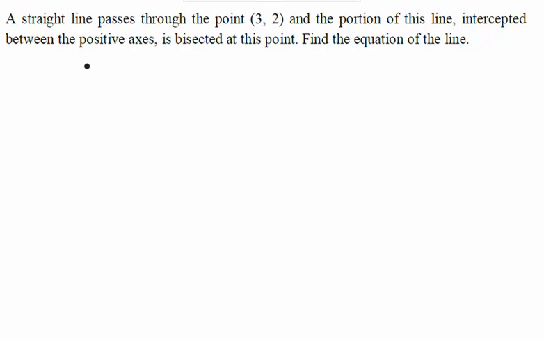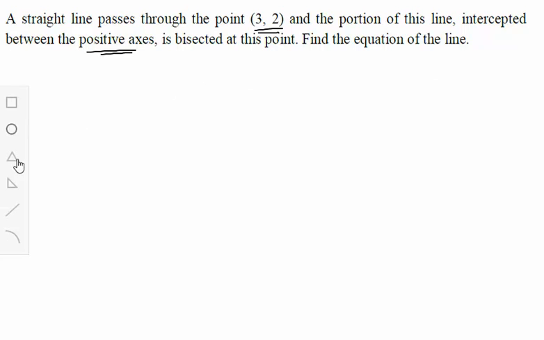Okay, so the question is, a straight line passes through the point (3, 2), and the portion of this line intercepted between the positive axes is bisected at this same point (3, 2). Then we have to find the equation of the line. So there is a lot of information given in this.